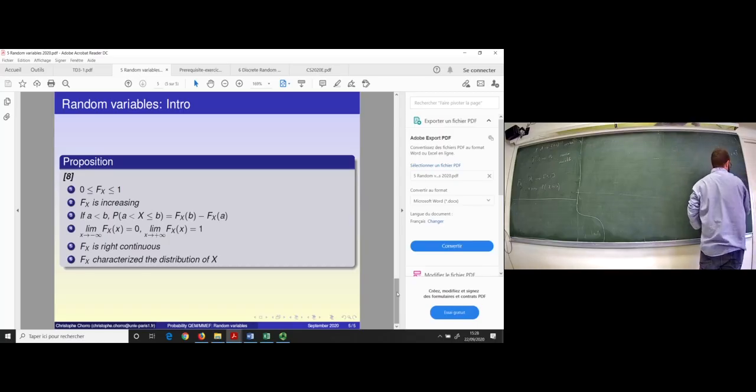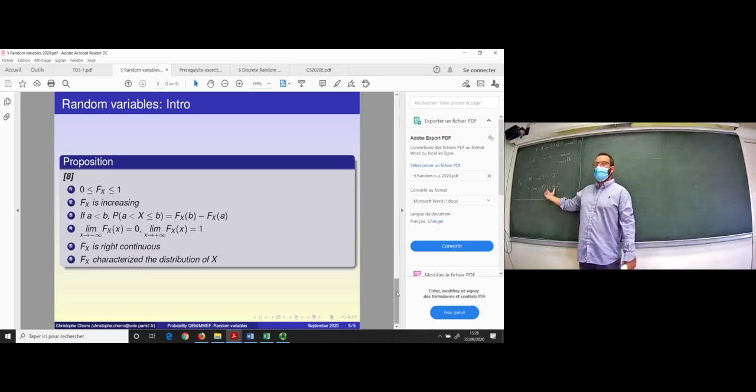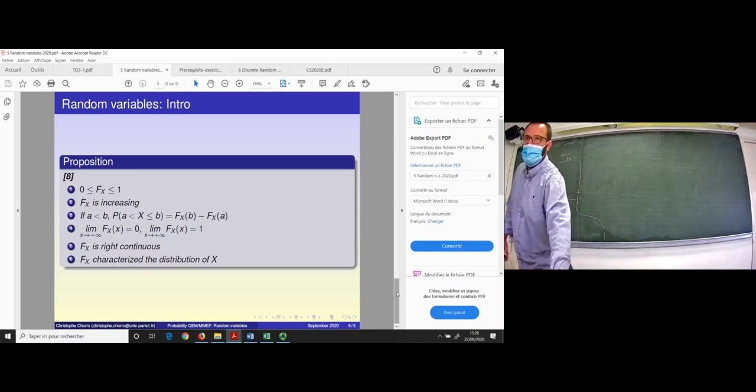So this proposition tells me that the distribution function is between 0 and 1. For this one I don't have to prove anything, because in the definition itself of the distribution function I have a probability. The probability is between 0 and 1. So I am sure that the first one is fulfilled, because F_X(x) is a probability, so it is something that is between 0 and 1. So for the first point, I don't need a proof. It is just from the definition.